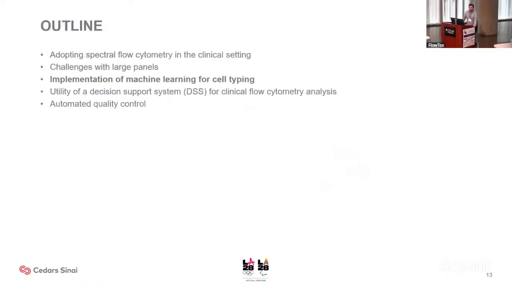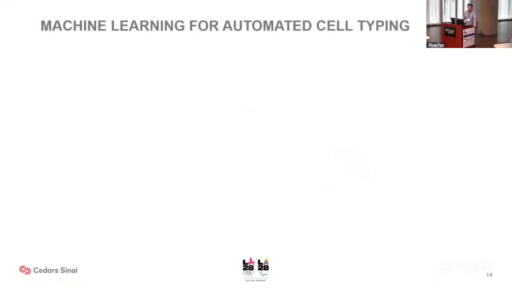So we wanted to try to bypass this, and we actually started this before we switched to spectral and did this with our old Navios instruments with the 10 color panels. But can we use machine learning for our cell typing rather than any sort of manual gating whatsoever? And the way we do this is we took our raw FCS files from our instrument.